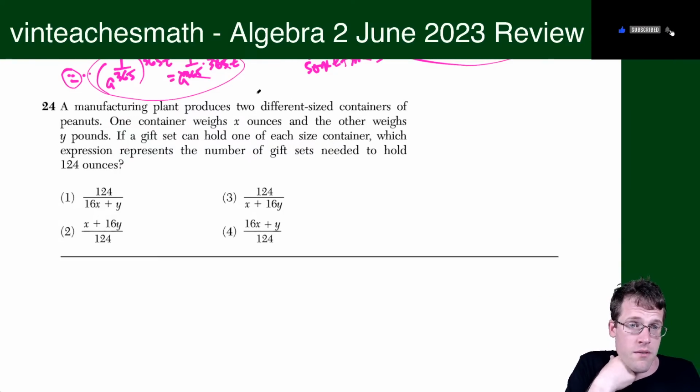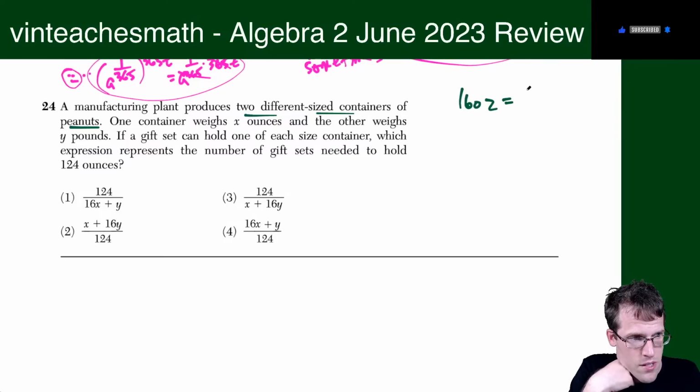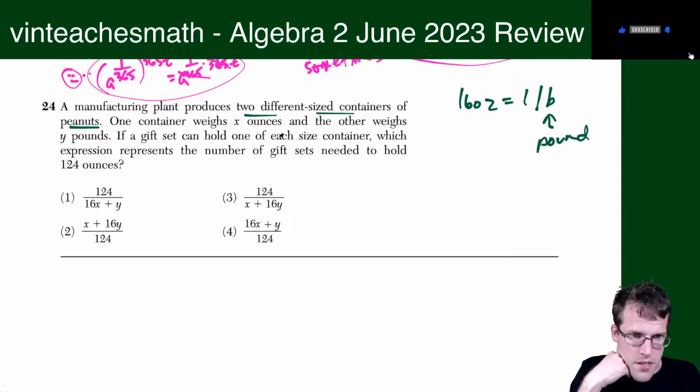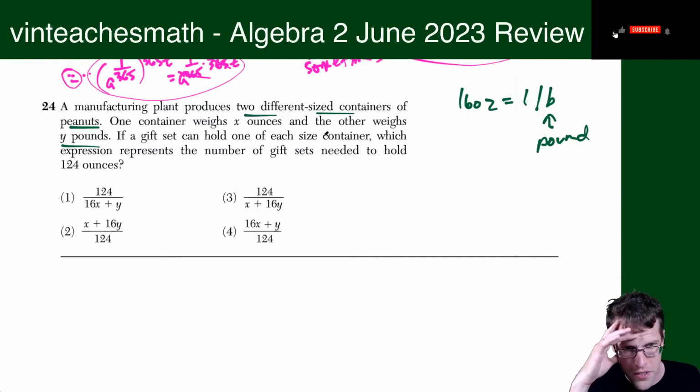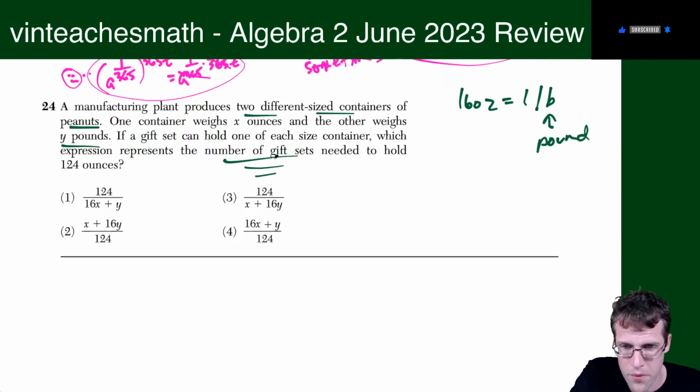So a manufacturing plant produces 2 different size containers of peanuts. One container weighs X ounces, the other weighs Y pounds. All right, just know this. 16 ounces equals 1 pound. Okay, remember that means pound. Sorry for the English language. Okay, 16 ounces is 1 pound. So what that tells you, if one container weighs X ounces and the other weighs Y pounds, a gift set can hold one of each size container. Which expression represents the number of gift sets needed to hold 124 ounces?